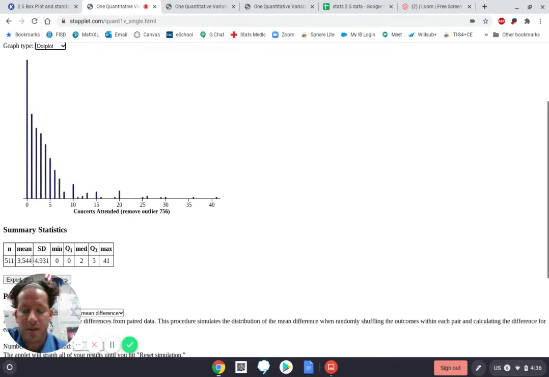You see the mean is about 3.5 concerts. The standard deviation is about 5 concerts. And it does a 5-number summary for us, which is kind of awesome. We'll use that to check our work later on. Min, Q1, median, Q3, and the maximum.